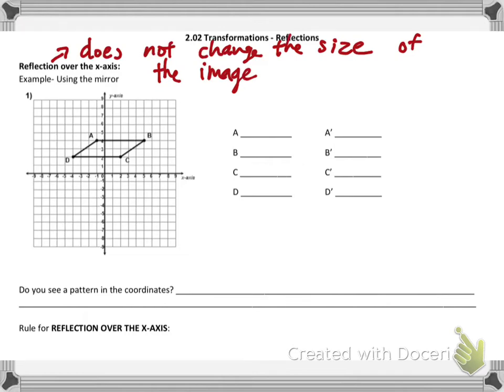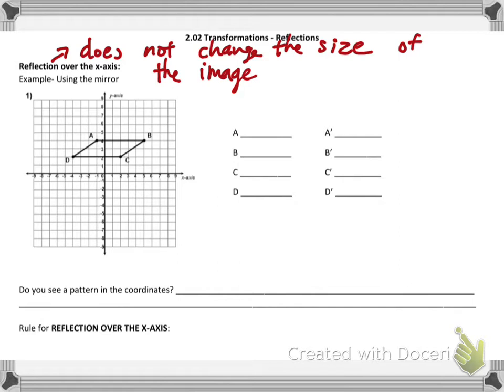Welcome to Transformations: Reflections. A quick review about reflections: reflection does not change the size of the image. When the pre-image is being reflected across a line, the distance from the pre-image to the line and from the line to the new image will stay the same.